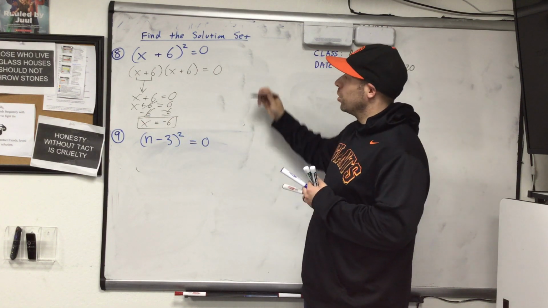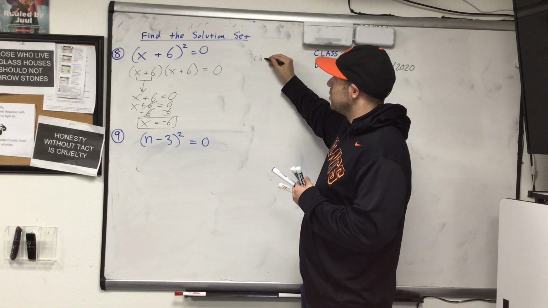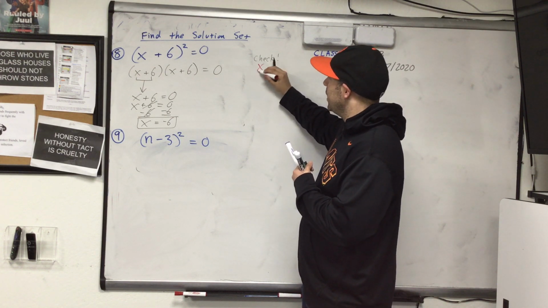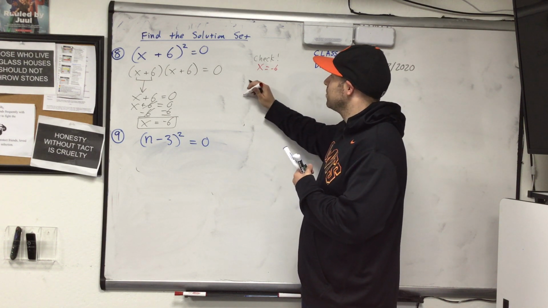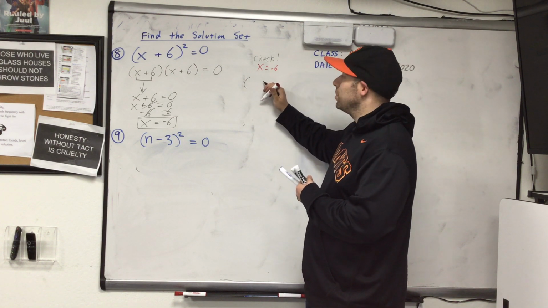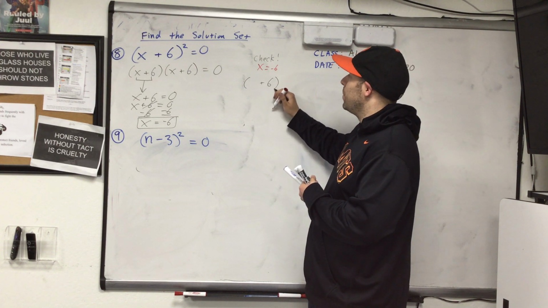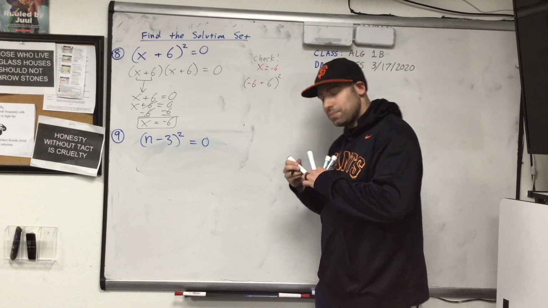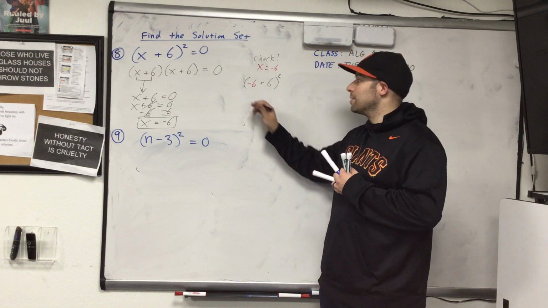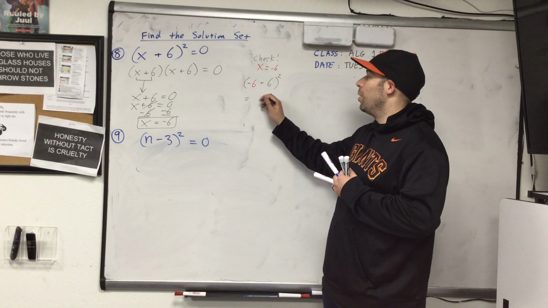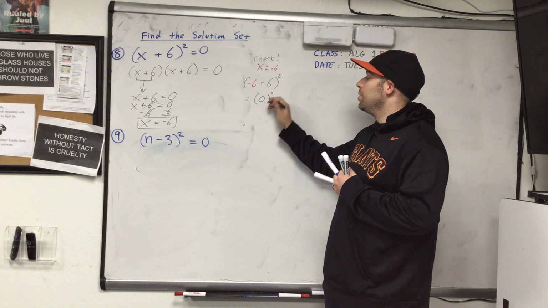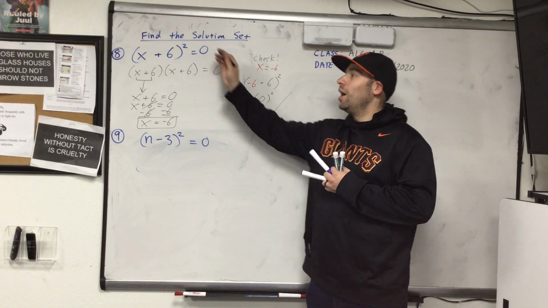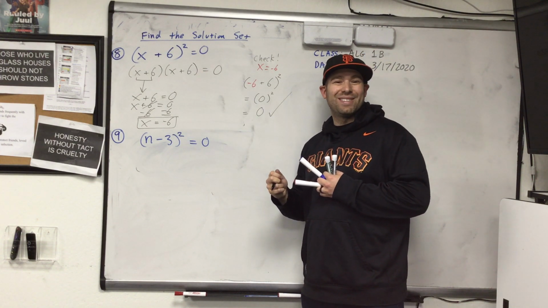And we can check our work in this case by going back into the original problem. I'm going to plug in x equals -6. So I'm going to go x plus 6 quantity squared, but the input for x is going to be -6. -6 plus 6 is going to be 0. 0 squared is still 0. So that satisfies what the directions are asking us to do.